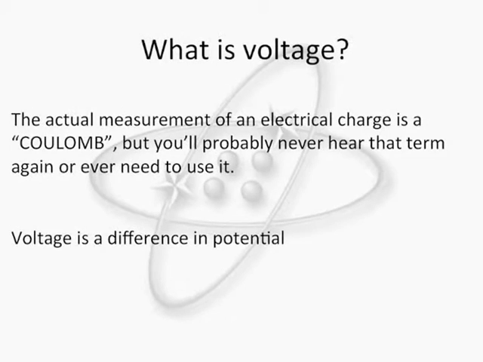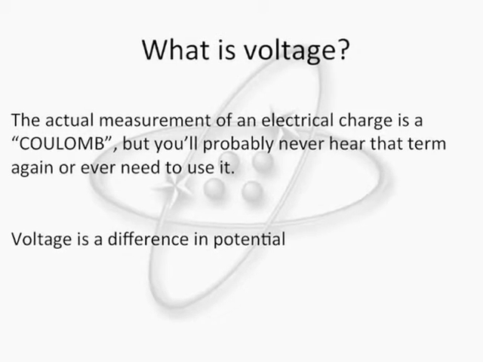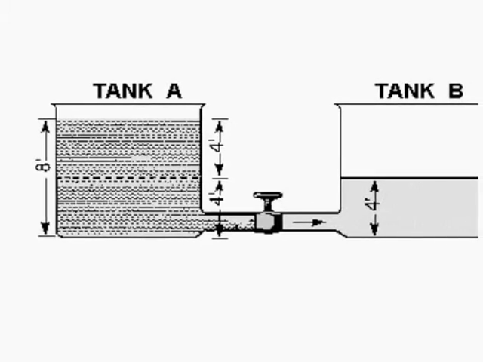If we were going to measure how much of an electrical charge something has, that would actually be measured in a coulomb, which is named after a French physicist that did a lot of work with electricity. But that's not really useful to us, because how much of a charge something has isn't nearly as important as how much of a charge it has relative to something else. That is known as a voltage, the difference in potential, and that's really what's going to be important to us.